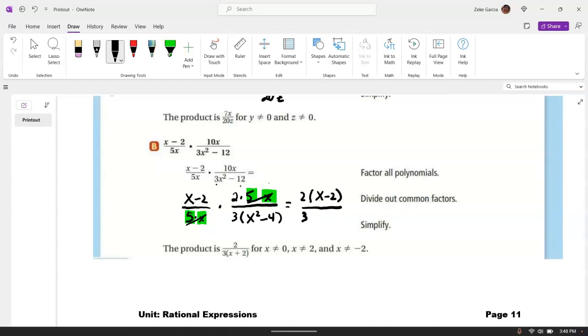Now, x squared minus 4 can be factored. So you have x plus 2 times x minus 2, and you notice that x minus 2 and x minus 2 are the same. So that becomes 1. So what are we left with? 2 over 3 times x plus 2. Now, the restrictions: x can't be 0, because of this right here. And x cannot be 2, and x cannot be -2.